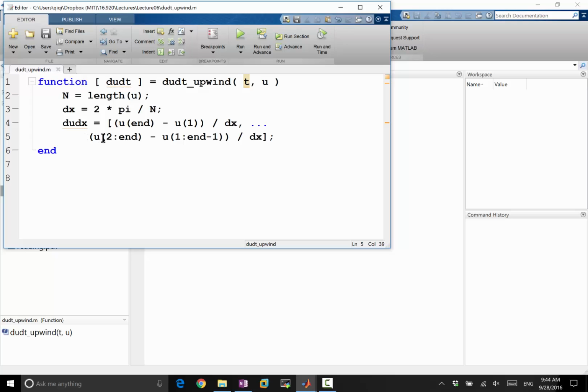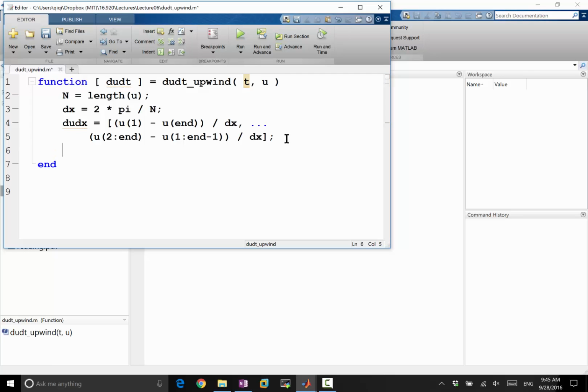So this is basically looping for i goes from 2 to n. This is u_i, this is u_(i-1), right? The first line would be the other way around: u_1 minus u_n. Yes, the first line should be u_1 minus u_n. Thank you. All right. So yeah, u_i minus u_(i-1). u_(i-1) is actually u_end in this case.